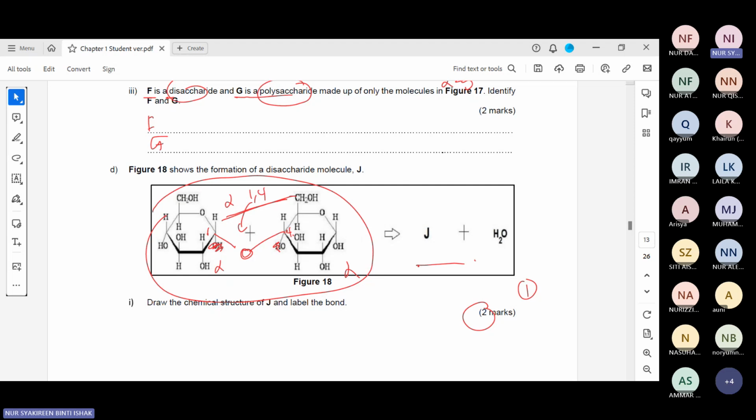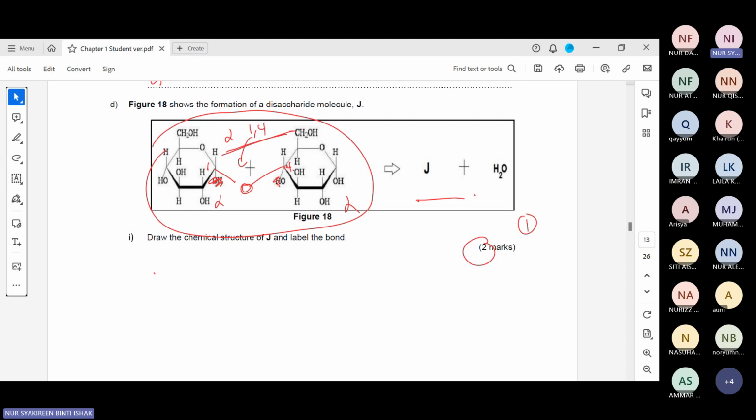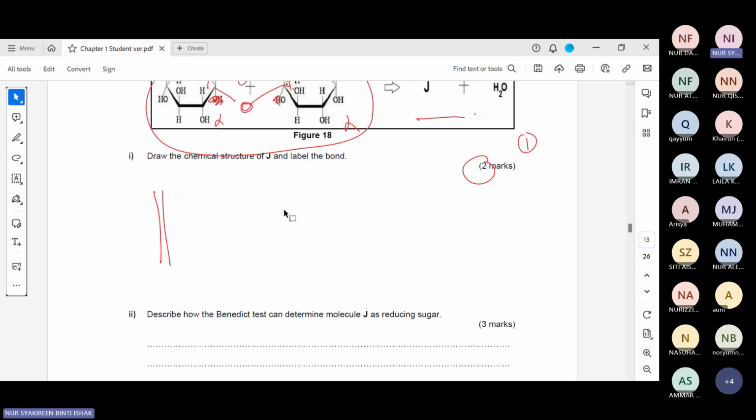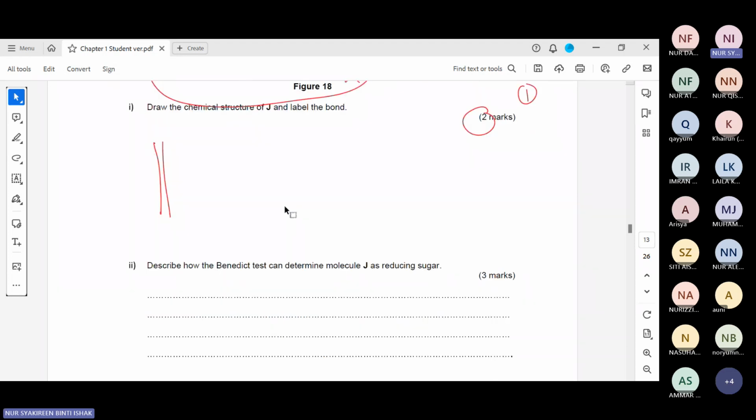So ini saya bagi kat sini lah gambar rajah. Saya contoh kat sini je lah kan. So your answer should be drawn here correctly. Okay, with all the atoms positioned correctly. Okay. So describe how the Benedict test can be determined. Can determine molecule J as reducing sugar.